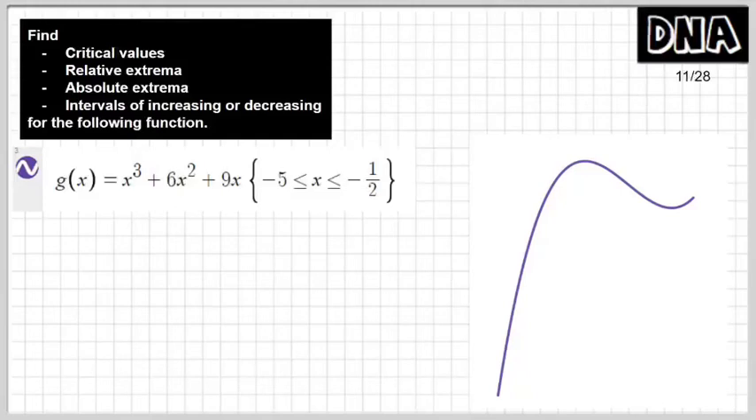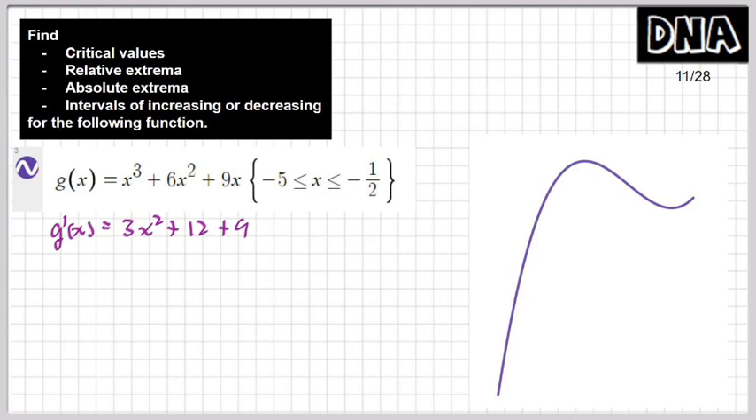First thing I ask you guys to do is find your critical values. When you find the critical values of a function, you need to find its derivative and set its derivative equal to 0. And sometimes you also need to find out where that derivative is not defined. But in this case, because the derivative is another polynomial function, you probably know that it is defined everywhere because it's a quadratic.